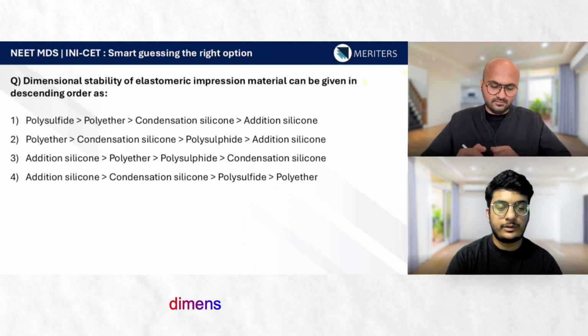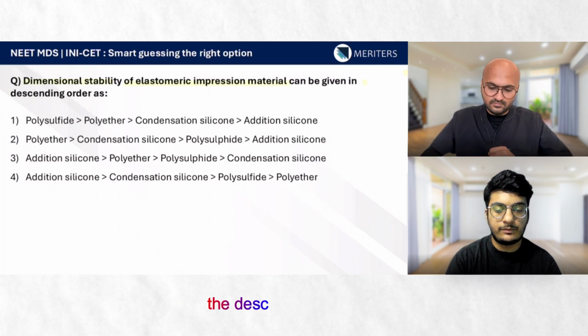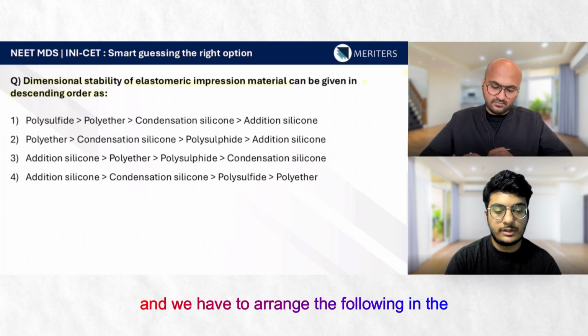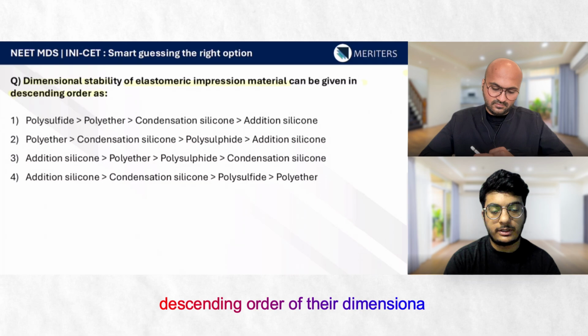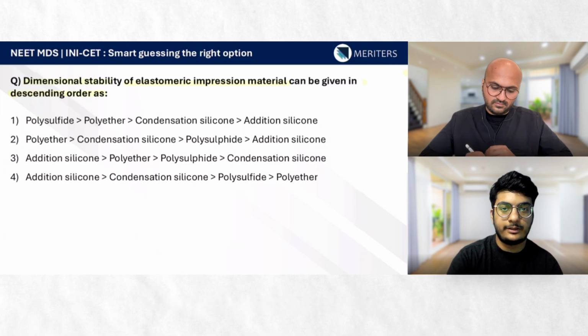Yes. So the next question is: dimensional stability of elastomeric impression material can be given in the descending order as... we have four options. Arrange the following in the descending order of their dimensional stability.